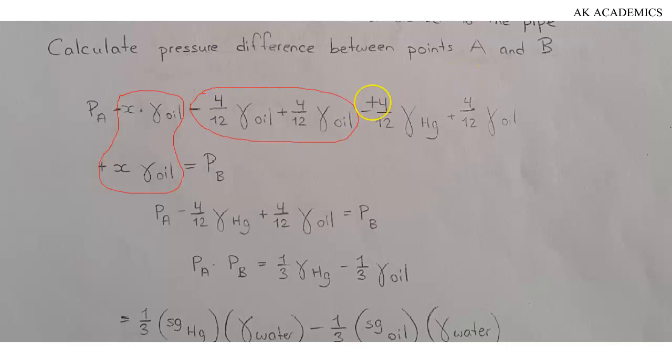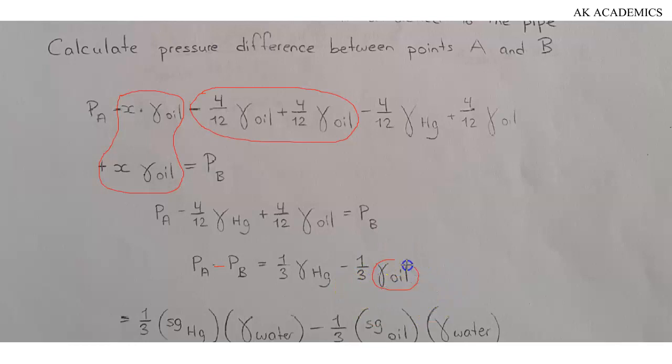What we will be left with is PA minus 4 over 12 multiplied by specific weight of mercury plus 4 over 12 multiplied by specific weight of oil, equated to PB. At the end of the day, PA minus PB would be equal to 1 over 3 multiplied by specific weight of mercury minus 1 over 3 multiplied by specific weight of oil.